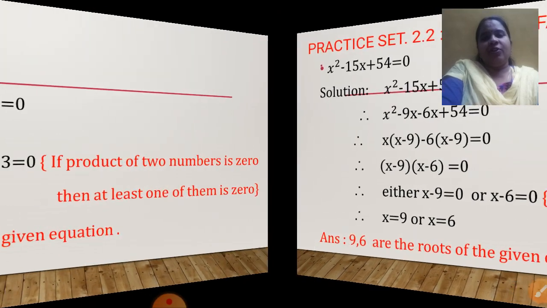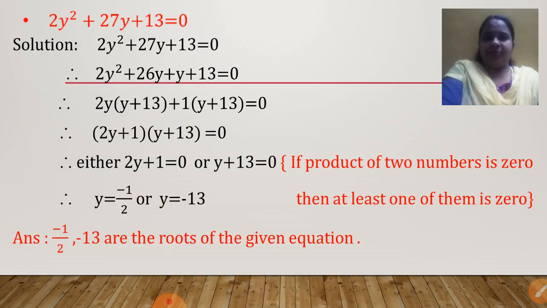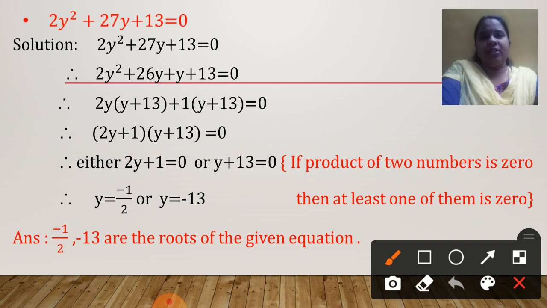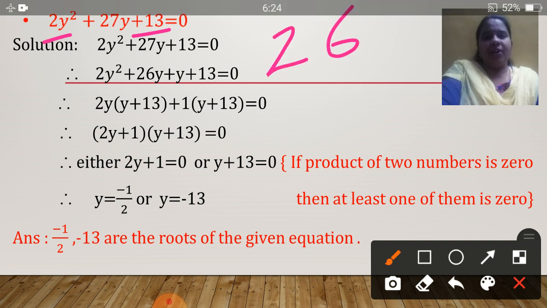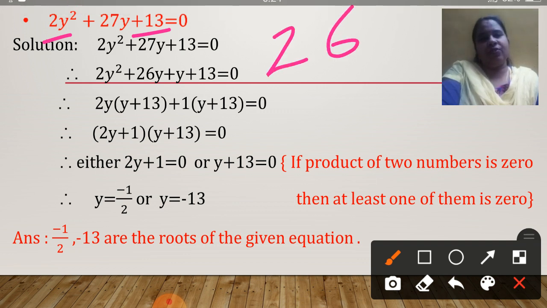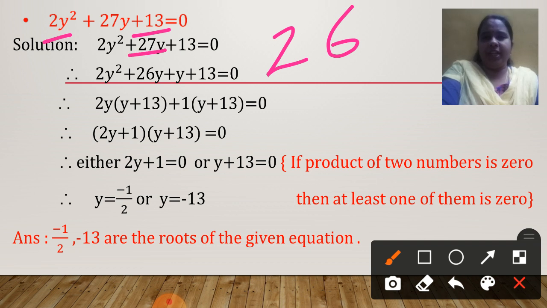Okay. Now let us move to the second sum. The second sum is 2y square plus 27y plus 13 is equal to 0. Now see, the first term is 2. The last term is 13. Product of the first and the last term is 13 2s are 26. Now I need to factorize this 26 in such a way that I get the middle term, that is 27. Now another rule of factorization is, when the product is a number and sum is the consecutive number, please write it somewhere so that you will not do any mistake in such type of sums.